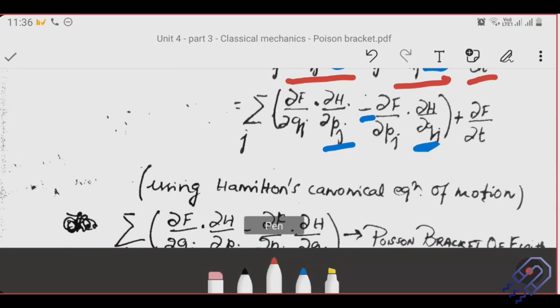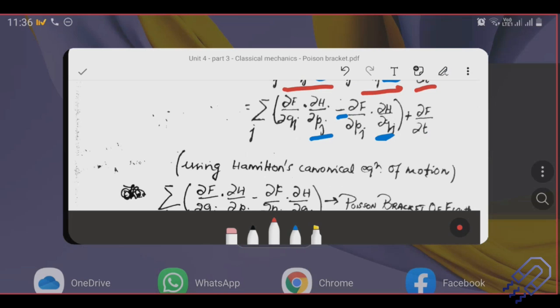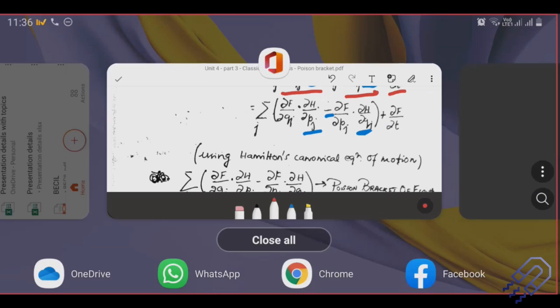Sir, the slides are not visible. Okay, just wait. Let me check. I think I've already shared. Anyone else can't see the slides?